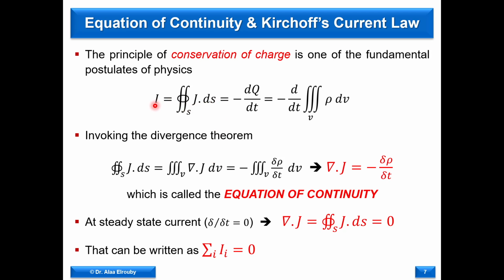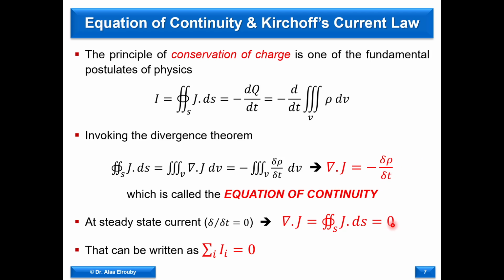So we start by the current out of the surface, the definition, and we invoked the divergence theorem. From the divergence theorem, we can equate these two quantities, divergence of J and the derivative with respect to time of the volumetric charge density with a negative sign, and this is the equation of continuity, which is some sort of the law of conservation of charge. So at steady state current, nothing is changing. Steady state current means everything is constant with respect to time, so the right hand side will equal 0.